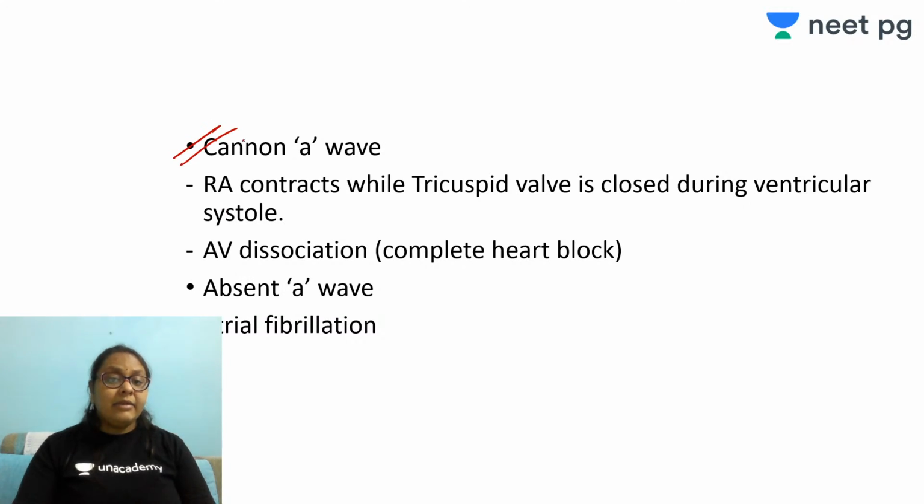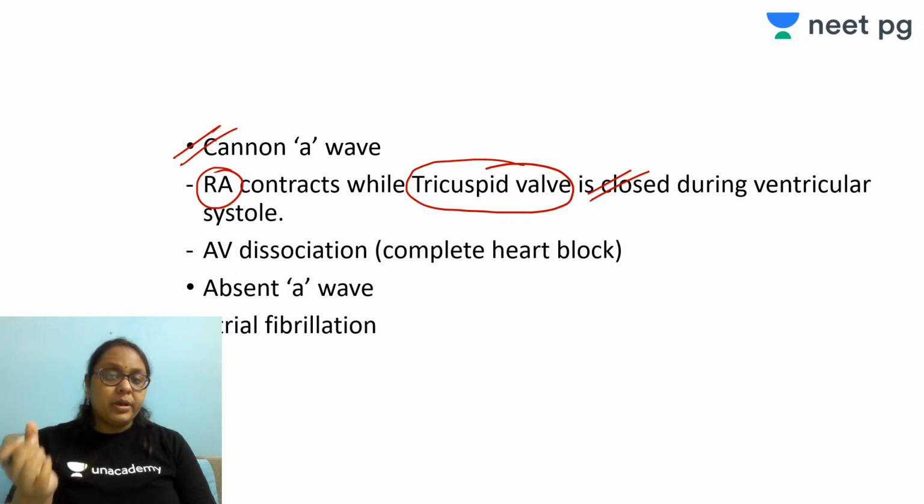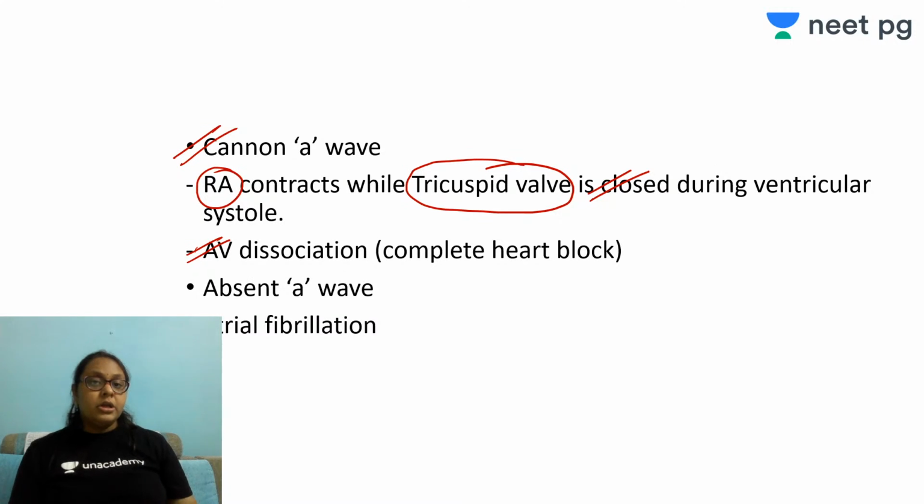Okay, in Cannon A waves you have to remember that the large A waves were because of contraction against increased resistance. If the RA is contracting when the tricuspid valve is closed during ventricular systole, then we will get a Cannon A wave. Okay, the tricuspid valve is still closed, it didn't open, then we will get a Cannon A wave, and that is seen in AV dissociation or the complete heart block. So in AV dissociation we will get Cannon A wave.